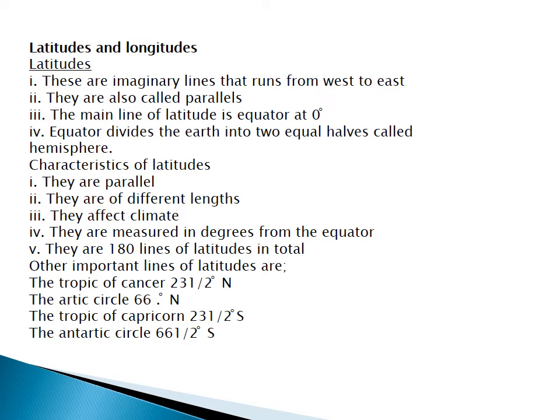When you are dividing the earth into two equal parts, each half is called a hemisphere. So we have the northern hemisphere and the southern hemisphere.